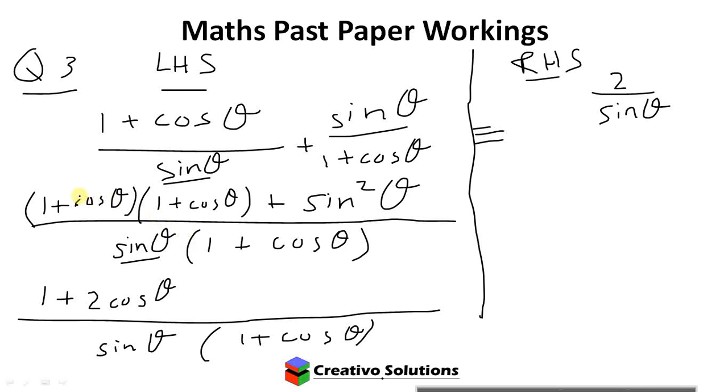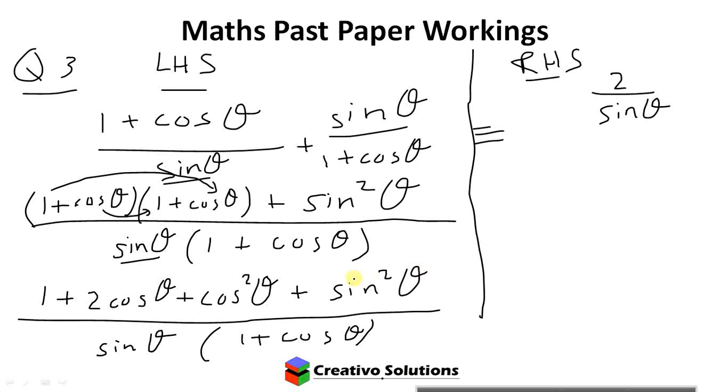Are you multiplying out this times that, and this one in there? Are you doing FOIL, like inners, outers? Yeah, inners, outers, all that stuff. Multiply out. 1 times 1, 1. First. Cos times 1 is cos. 1 times cos is cos. 2 cos. Cos times cos is cos squared, plus sine squared theta. Do you agree?